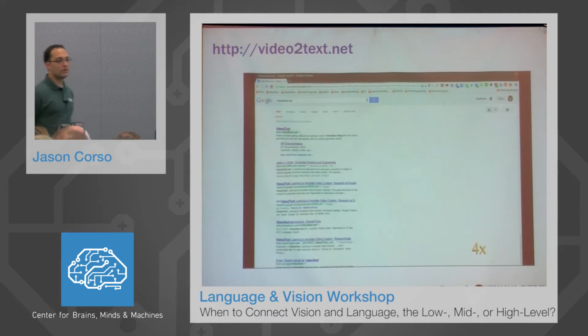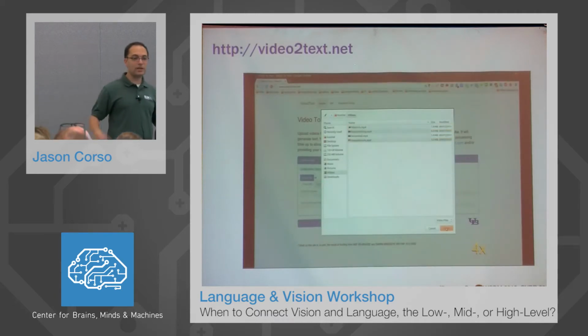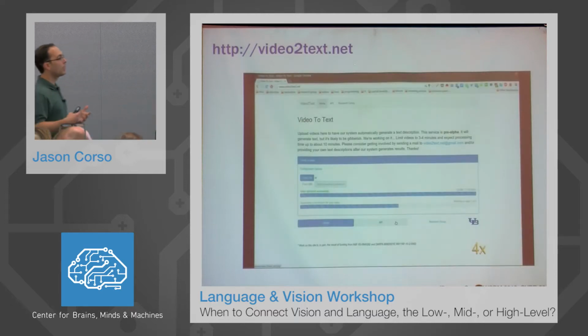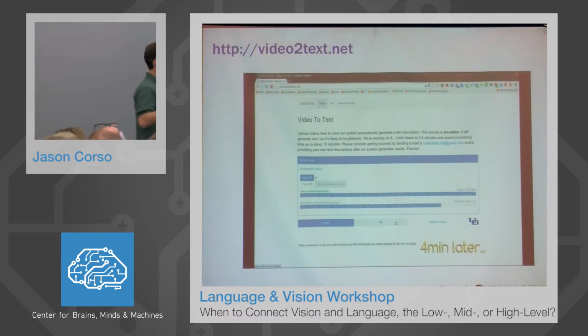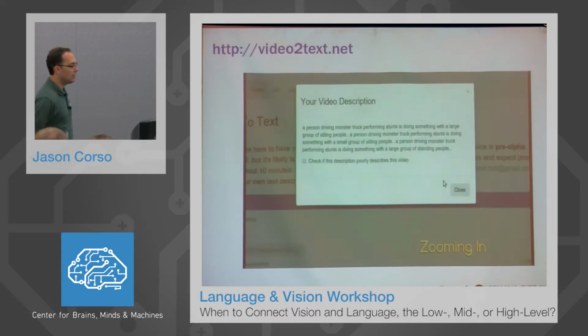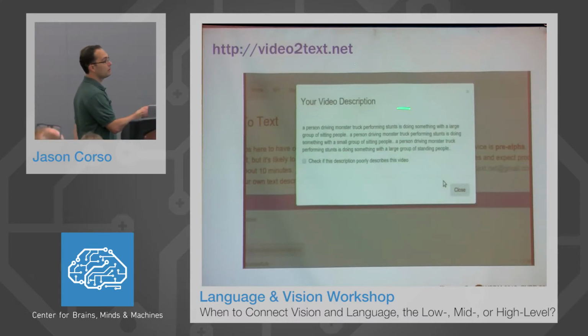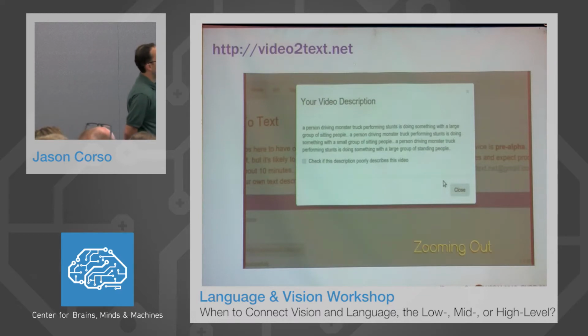It doesn't really know much else, for the obvious reason that if you do it this way, you really need to go through the rigor of training all of these detectors, writing down all these domain ontologies, and so on, and then localizing which ontology you should use. In the end, we didn't really believe that this was the right way to go. But this is a reasonable description: a person driving a monster truck, performing stunts, is doing something with a large group of sitting people, and it just repeats itself because of that semantic shot segmentation, basically.